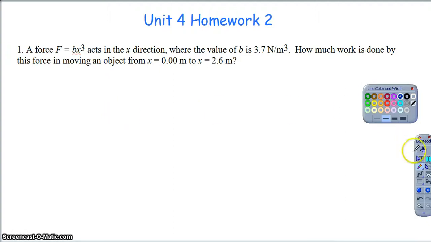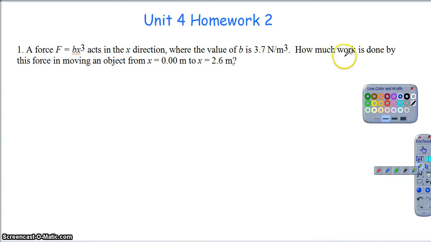Okay, so for part one of homework 4-2 here, working through hopefully the first half or so of this. So question one, they give us a force, they give us that function there, and then they define B for us, so we've got all that information to work with. How much work is done by the force moving an object from 0 to 2.6 meters?